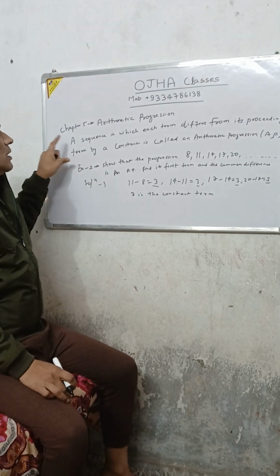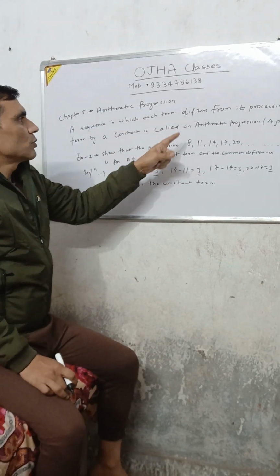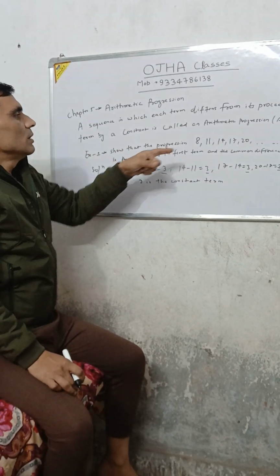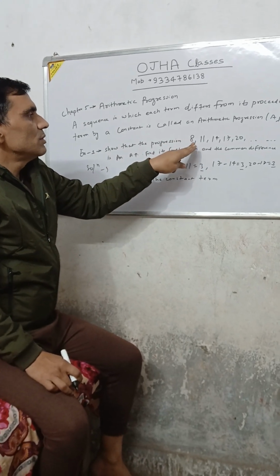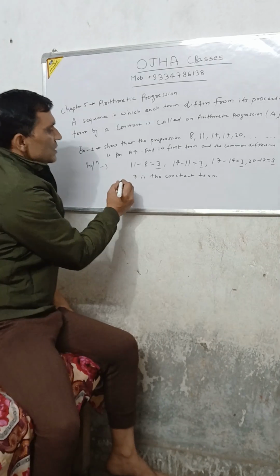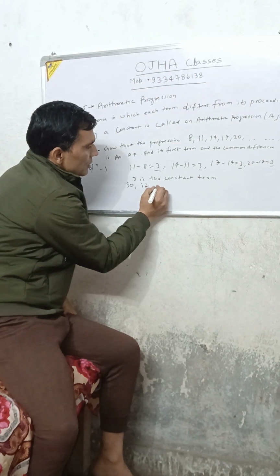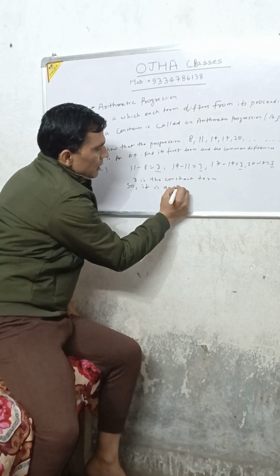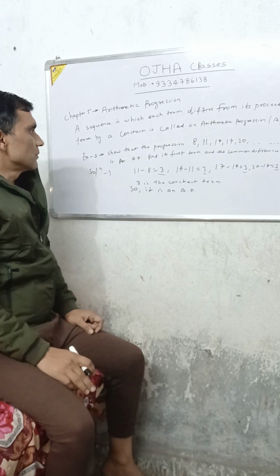According to the definition, a sequence in which each term differs from its preceding term by a constant term. Here the constant term 3 is the difference between the two terms, so it is an AP, that is an arithmetic progression.